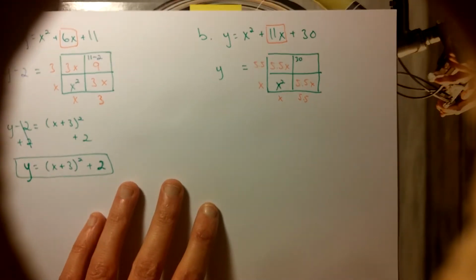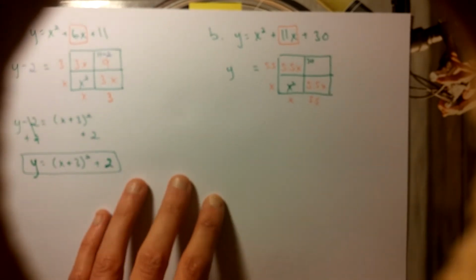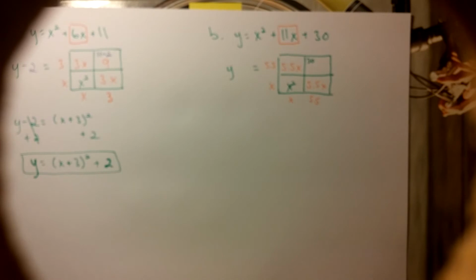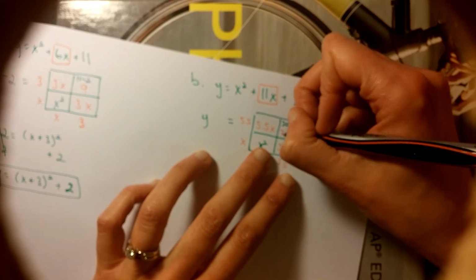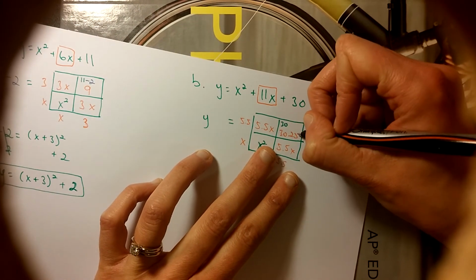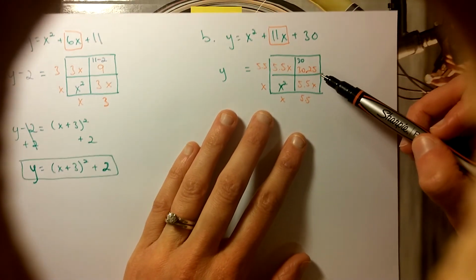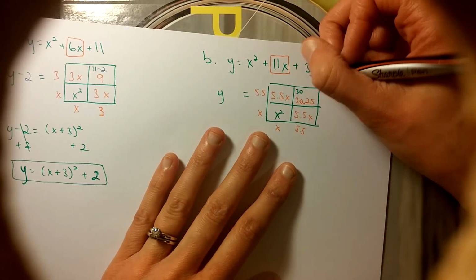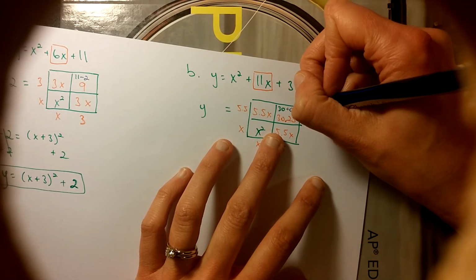Sorry, that's my dog. Okay, so then I'm going to multiply 5.5 by 5.5. Let me see real quick what that is. And that is 30.25. So right here, I need a 30.25. Okay, so what I have is 30. What I need is 30.25. I'm really close. I just need to add a 0.25 to get the right number.